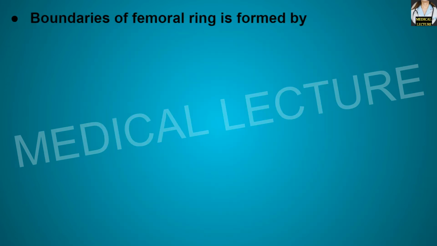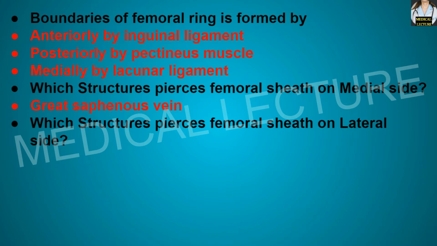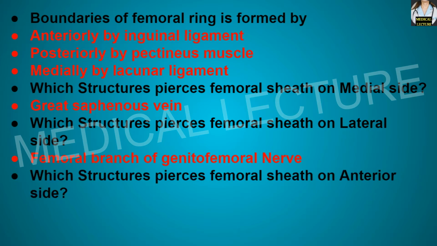The femoral ring is bounded anteriorly by the inguinal ligament, posteriorly by the pectineus muscle, and medially by the lacunar ligament. Which structure pierces the femoral sheath on the medial side? Great saphenous vein. Which structure pierces the femoral sheath on the lateral side? So, femoral branch of genitofemoral nerve. So, on the medial side there is great saphenous vein, and on the lateral side there is femoral branch of genitofemoral nerve. Which structure pierces the femoral sheath on the anterior side? So, superficial epigastric artery, superficial circumflex iliac artery, and superficial external pudendal artery.